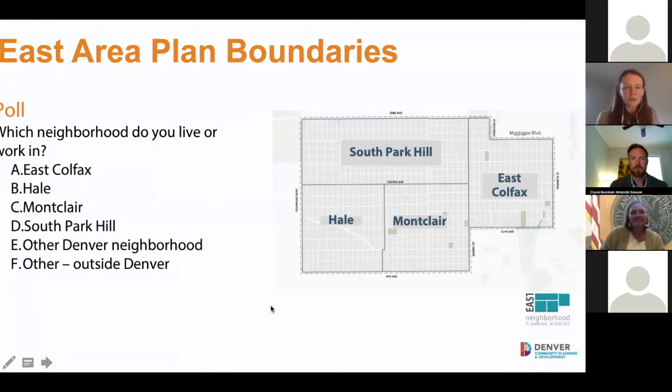Okay, I'm going to end the poll. It looks like we have about 30 people from South Park Hill, and then a handful from the other neighborhoods in the plan area. Stop sharing that. Can we close that? Okay, there we go.